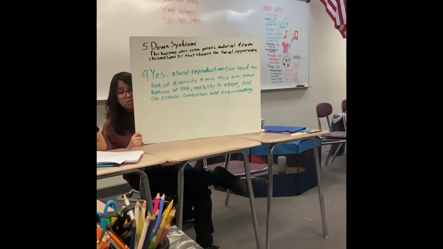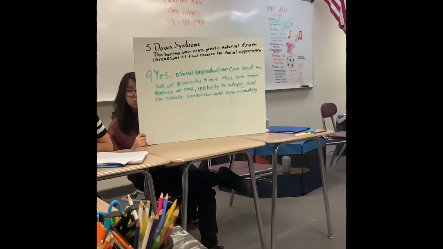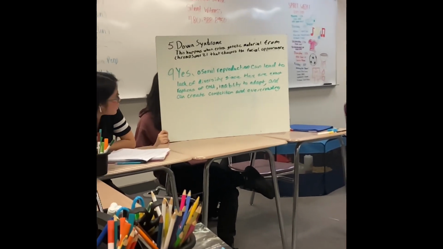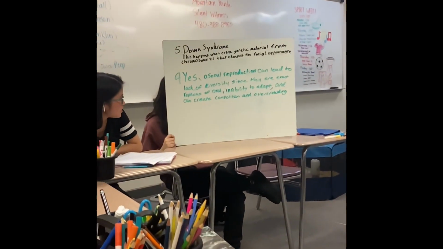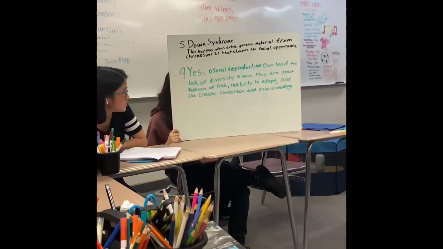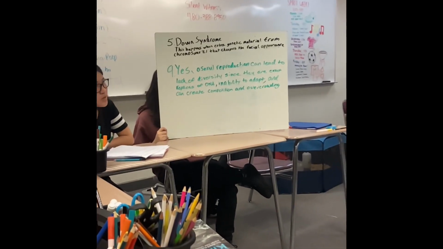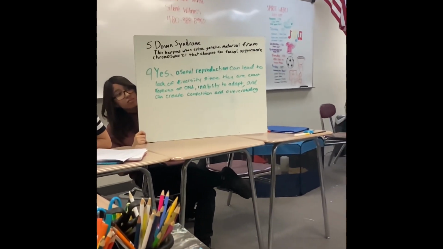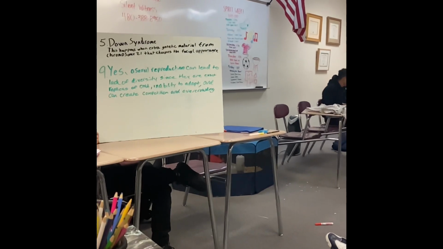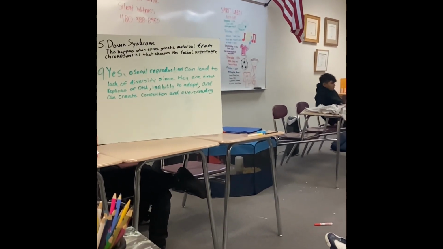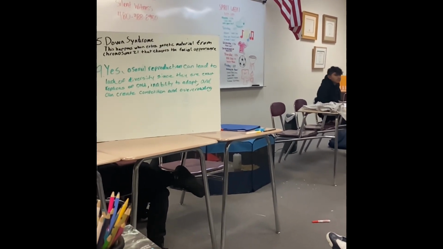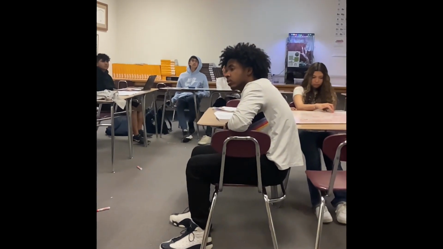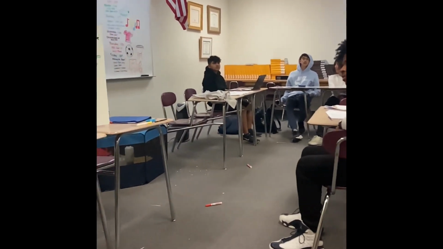For number 9, there are disadvantages for asexual reproduction: lack of diversity, since they are exact replicas of DNA, inability to adapt, and it can bring competition and overcrowding. Yeah, that's awesome. Like we talked about, they're not going to have the genetic diversity to really deal with rapid changes in the environment. But I don't know if you saw this while you were researching it. Do you guys think of any advantages for asexual reproduction?